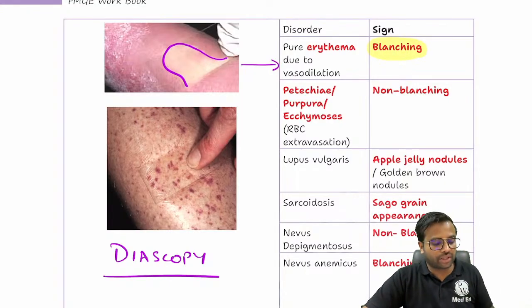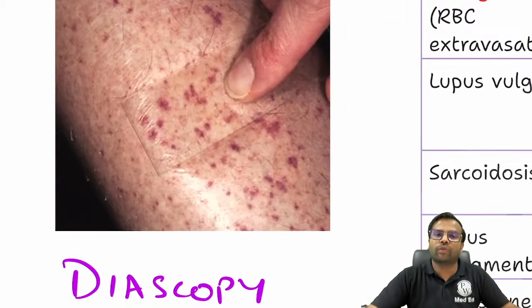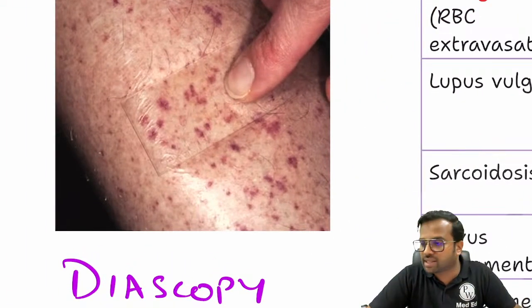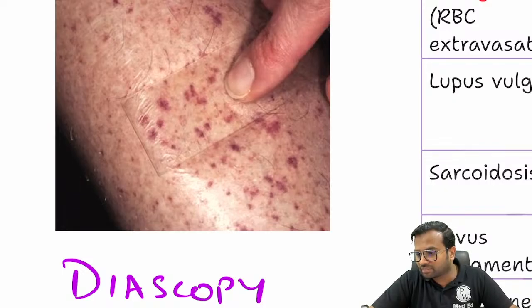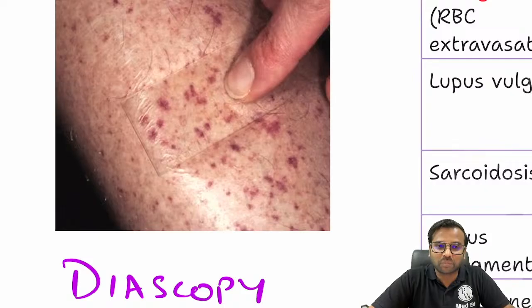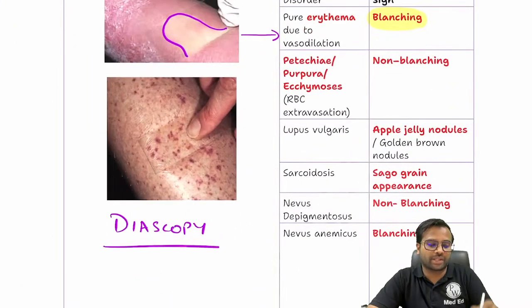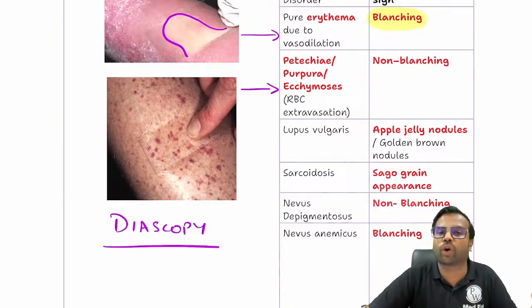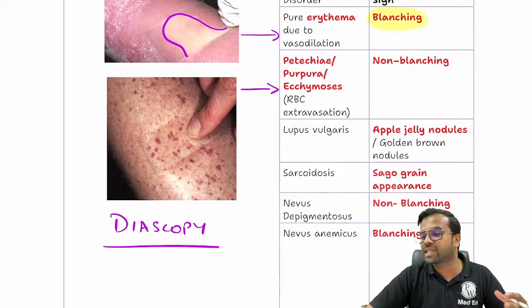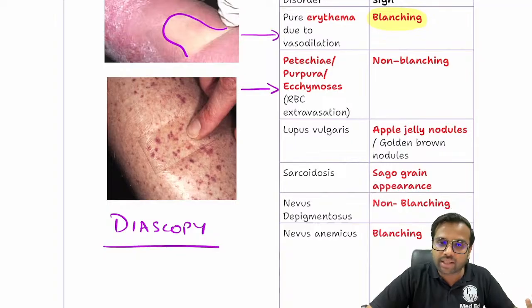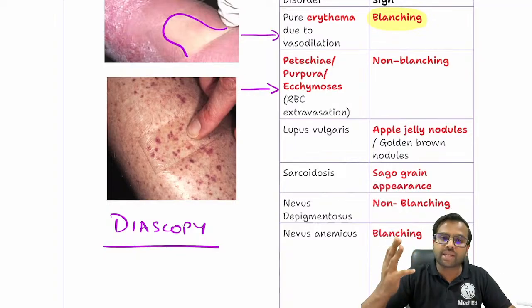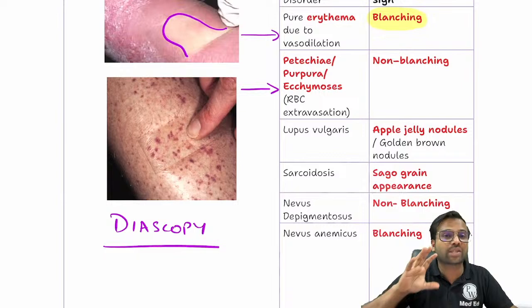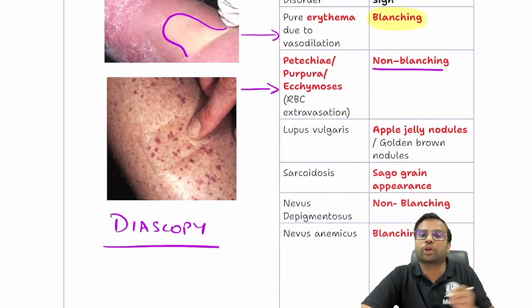Whereas in the second image, I'll zoom in for you. When we press over the skin with a glass slide, is it blanching? No. There is no change that can be seen. So this one is called petechiae, purpura or ecchymosis. Whenever there is an extravasation of blood, it can be called petechiae, purpura or ecchymosis based on the size of the lesion. And these lesions are not going to blanch.